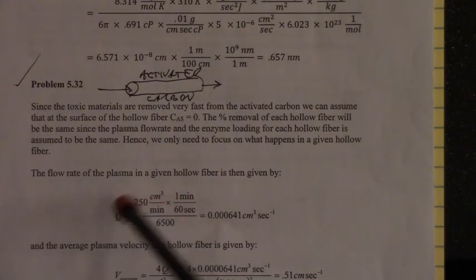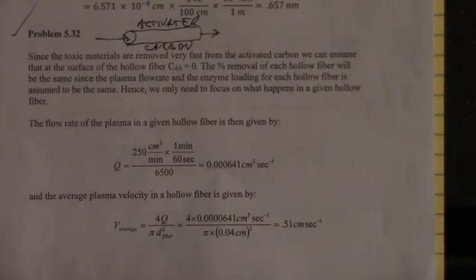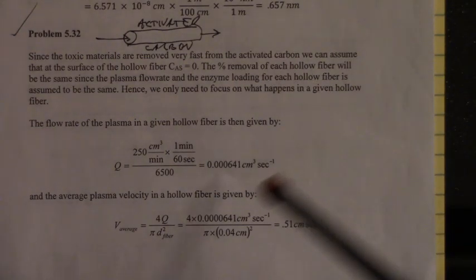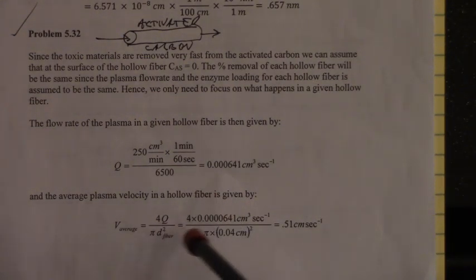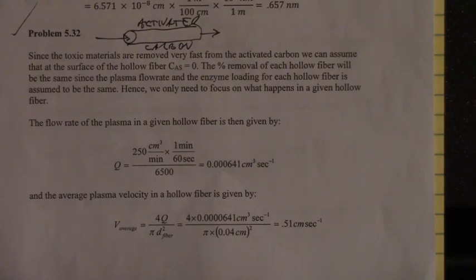So we have to take the given volumetric flow rate to the hollow fiber module and divide that by the number of hollow fibers, which gives this volumetric flow rate for each of the fibers. And then we're going to need the average velocity of the plasma in the fiber in order to calculate things like the Reynolds number. We can do that by this definition shown here. Plug in the numbers, that comes out to be about a half a centimeter per second for the average velocity of the fluid.